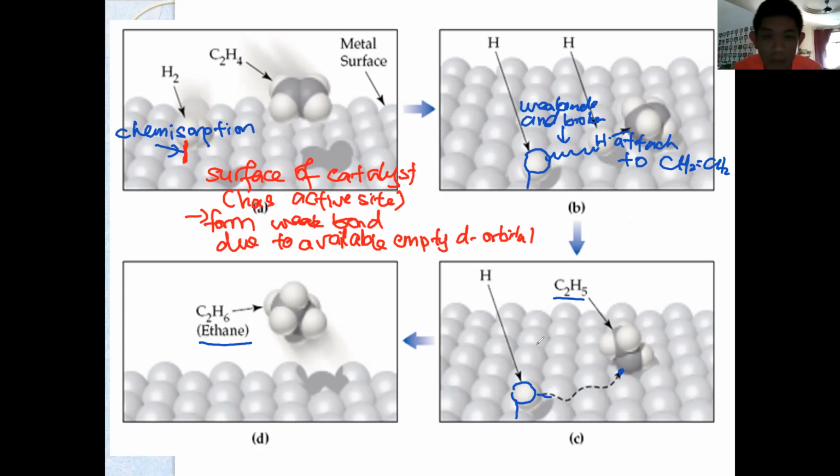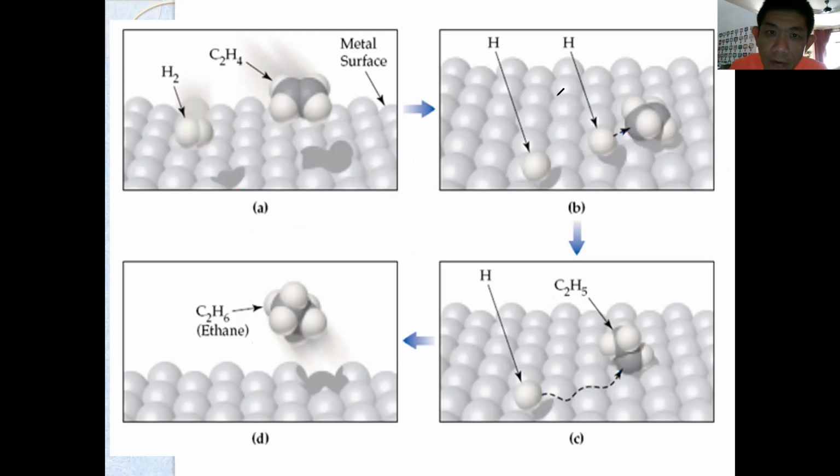So these are the important keywords that you need to highlight whenever you are trying to explain how a heterogeneous catalyst acts. With that, that is the explanation of a homogeneous catalyst and also heterogeneous catalysis. Hopefully you can all understand better.